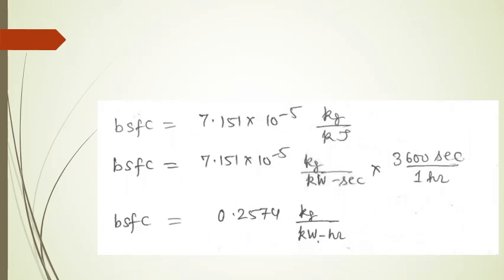Now the value of BSFC is 7.151 × 10^-5 kg per kilojoule, and kilojoule can be written as kilowatt second. We know that 1 hour has 3600 seconds, so we multiply by this conversion factor and we get the value of 0.2574 kg per kilowatt hour.